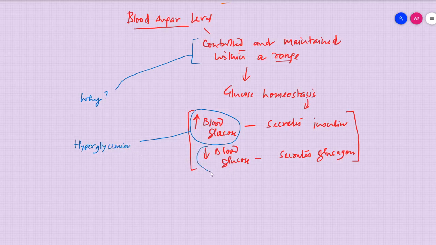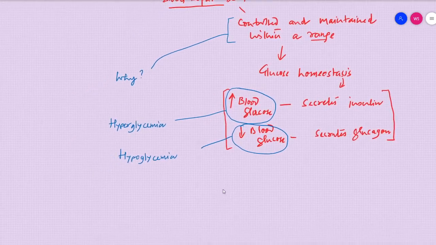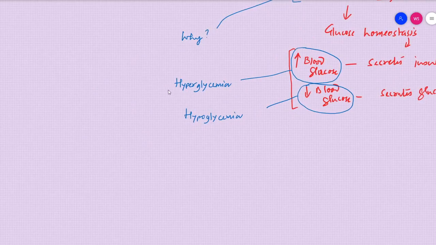And in the same vein, what is reduced blood sugar called? It is called hypoglycemia. Okay? So hyperglycemia can interfere with the vasculature. What are vasculature? The blood vessels. Okay, and the heart. Vasculature and the heart. So together, this is called the cardiovascular system.